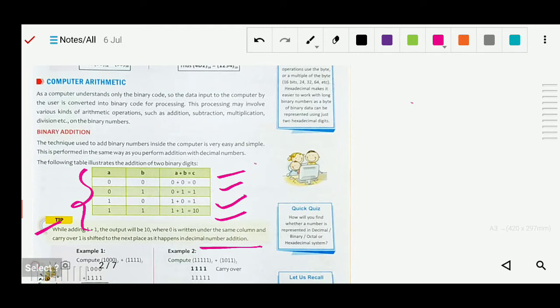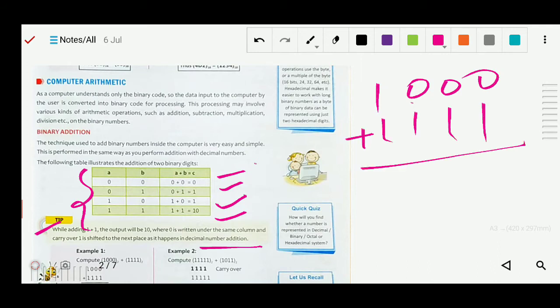Okay, the first example I am taking from your book. You have to add it. So how will you add? 0 plus 1, you can see in the table, you write 1. Then 0 plus 1 again the same, 1. Then 0 plus 1 again the same, 1. Then 1 plus 1, what is the answer? 10. So you write 10. So this is your addition.